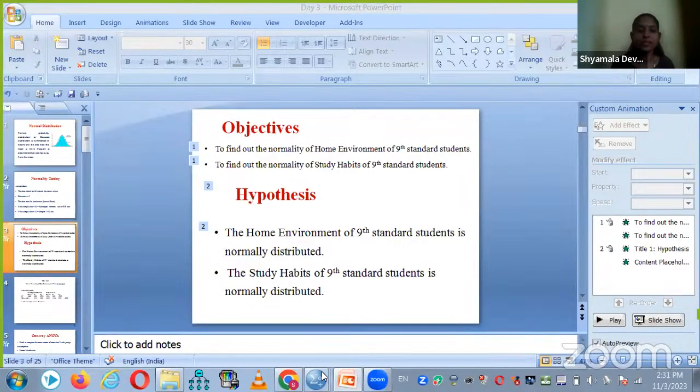Why it is rejected, in the last class we have discussed enough about it. If the p-value is greater than 0.05, we have to accept the hypothesis. If the p-value is less than 0.05, we will be rejecting the hypothesis. So that is the only rule. With that rule, we accept and we reject. Okay.